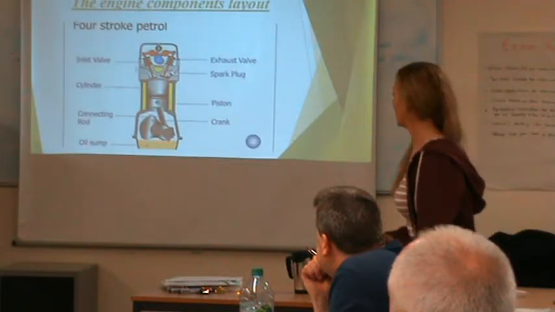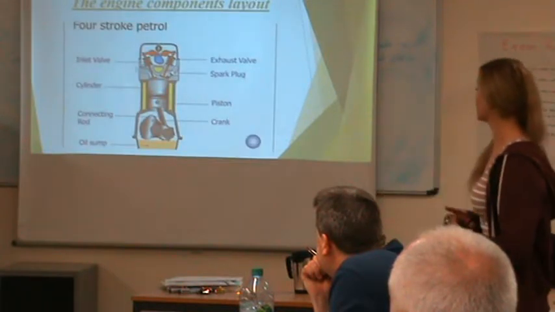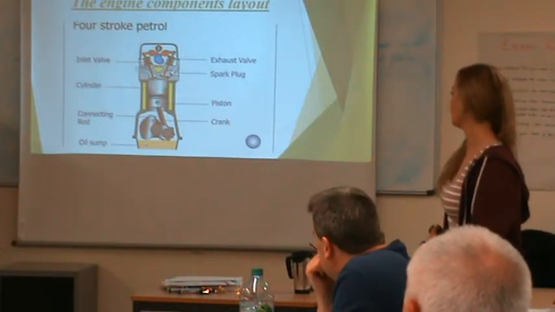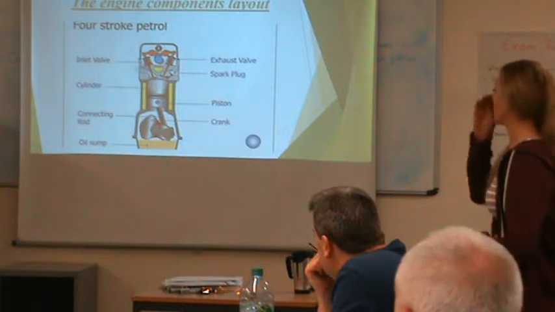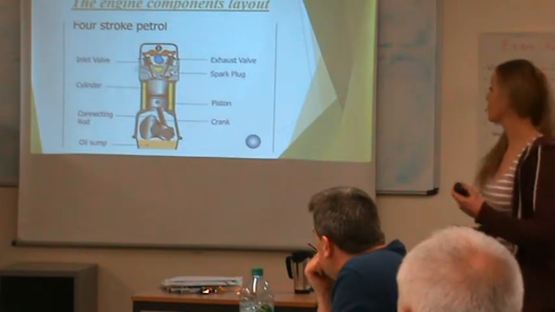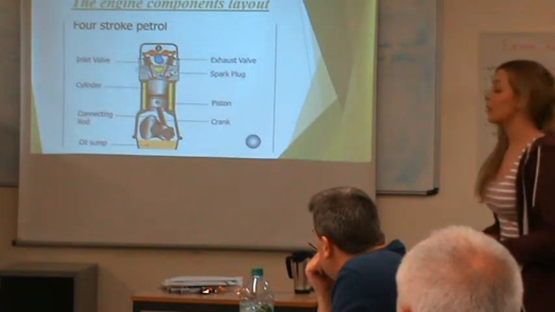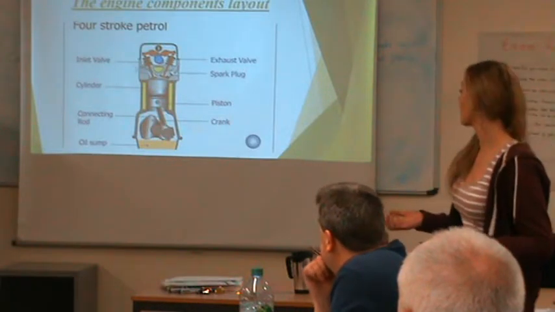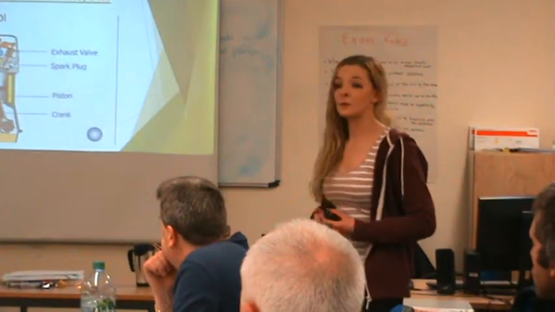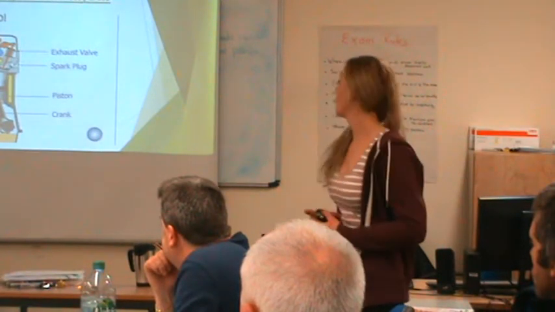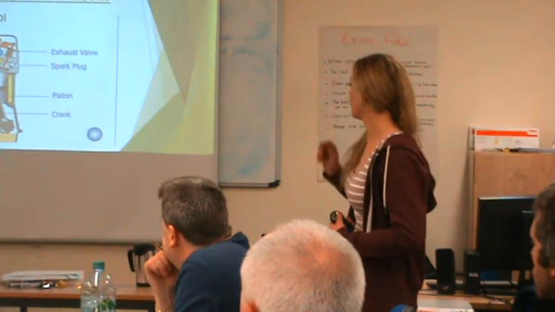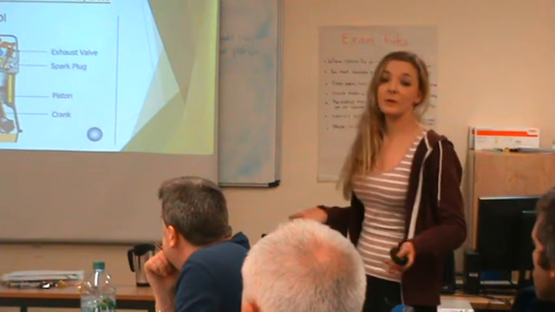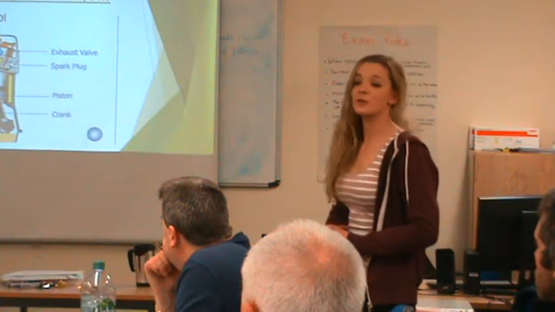So this is a layout now of all the components we were just talking about. If you look at the top, we can see we have our inlet valve and our exhaust valve. Your inlet valve is for letting the air-fuel mixture into the cylinder. Your exhaust valve creates an escape for the burnt gas to leave the cylinder. Your spark plug is used to ignite the air-fuel mixture. Your piston is connected to your crankshaft through the conrod. And below that you have your oil sump, where all the oil is stored.